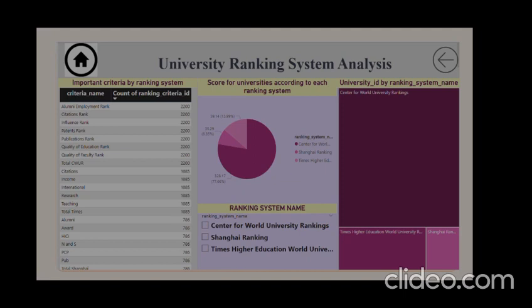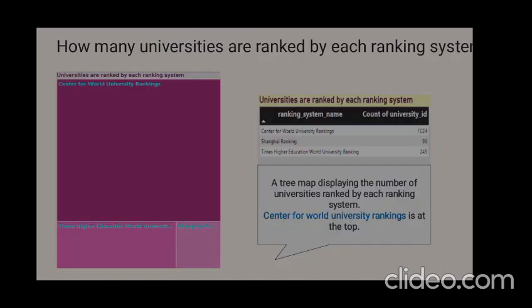The second dashboard was made on the basis of ranking system by important criteria score and university ID, with different visualizations of tables, pie chart, and tree map. I also used a filter on ranking system, which shows accurate results on the basis of different ranking systems. Now we move towards our first question of this. How many universities are ranked by each ranking system?